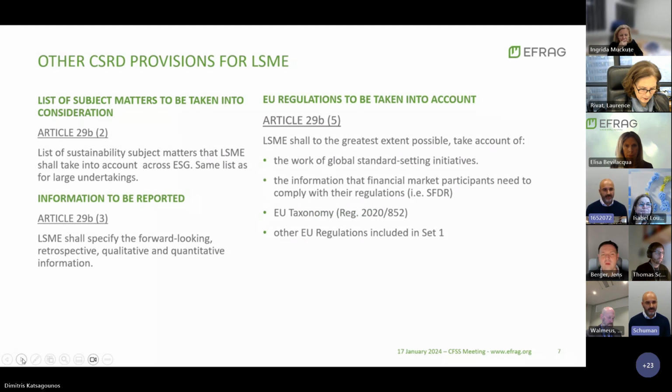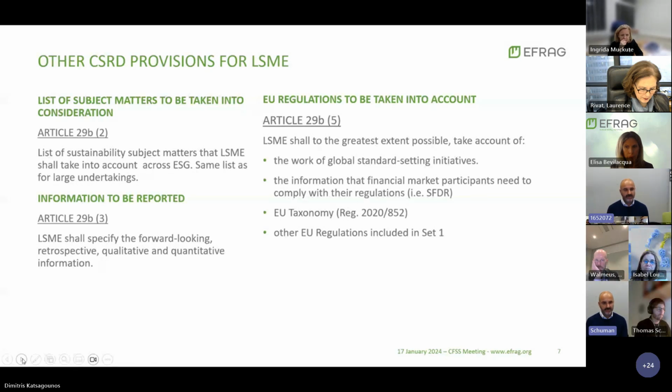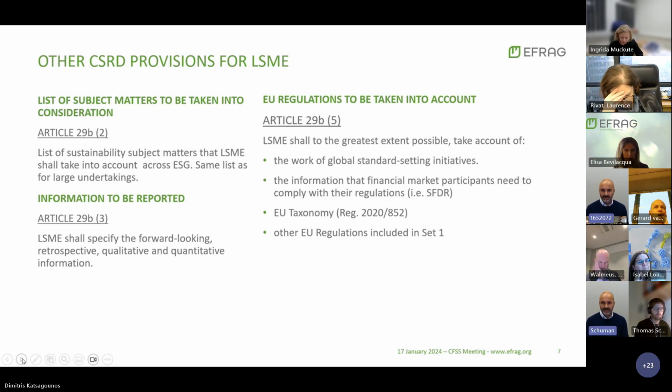Other articles are, from the next slide, Article 29b, which defines the list of sustainability subject matters that LSME should take into account across ESG. And Article 29b, point 5, which says that LSME shall, to the greatest extent possible, take account of the work of global standard-setting initiatives, the information that financial market participants need, and the EU taxonomy and other regulation.